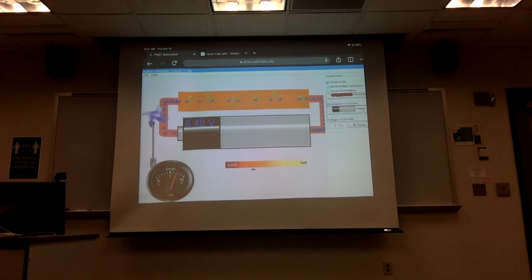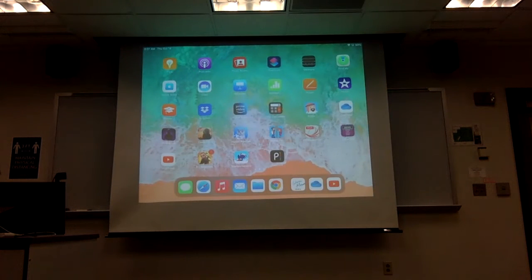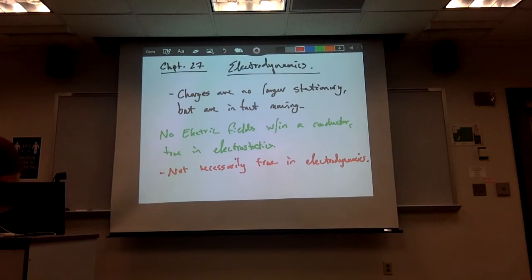So, having said that, let's start talking about some definitions. The first thing we're going to talk about is current. So what is current? We talked about this in lab before, but let's talk about it again.